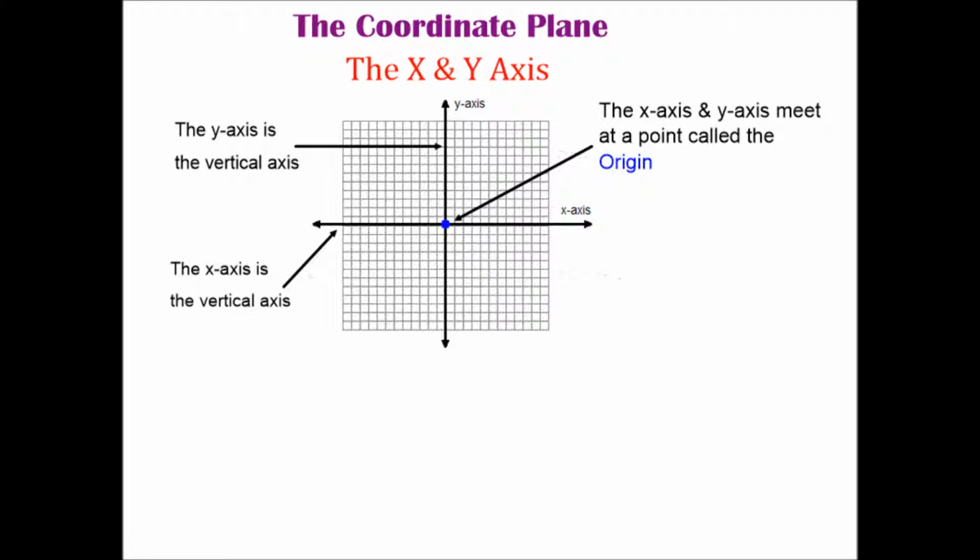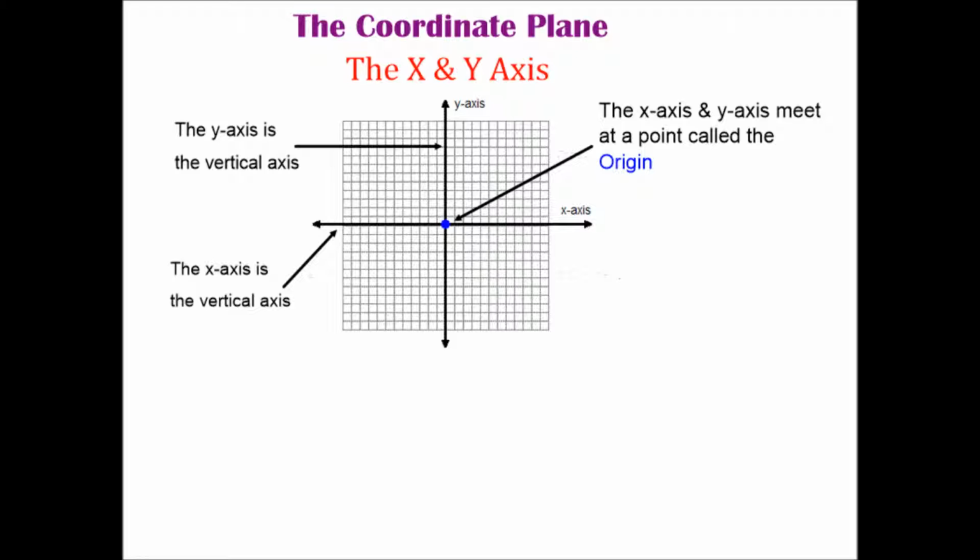The next part of the coordinate plane that we talk about is the four quadrants. Starting in the upper right, we have quadrant 1, where all the x and y values are positive. Moving counterclockwise, we move to quadrant 2 in the upper left. That quadrant has negative x values and positive y values.